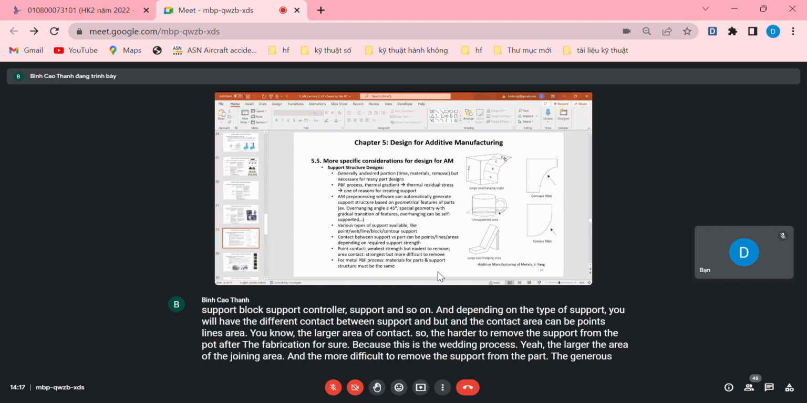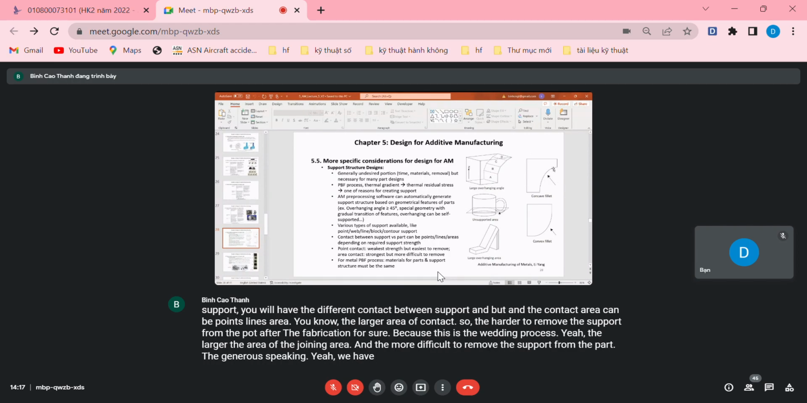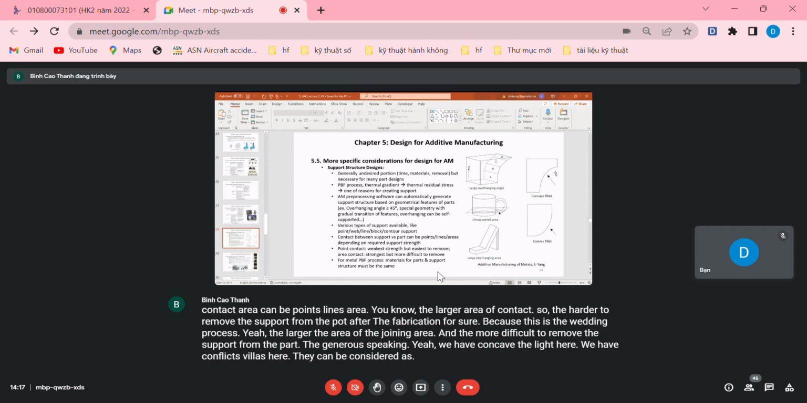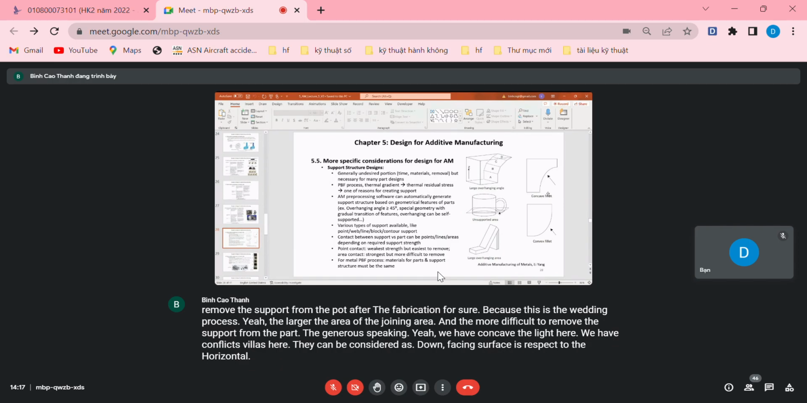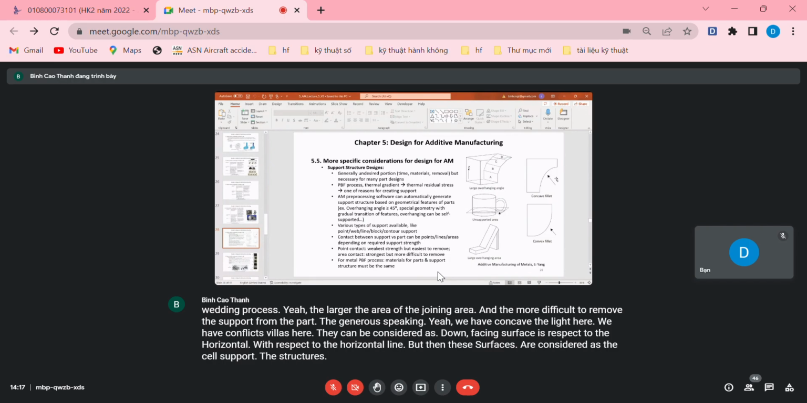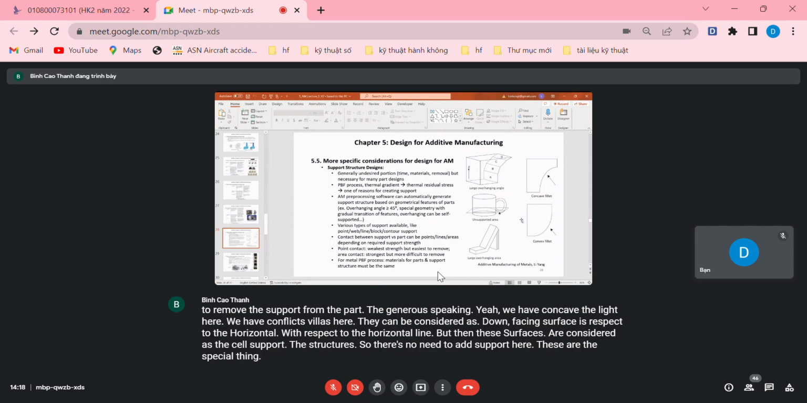But generally speaking, we have a concave fillet here and convex fillets here. They can be considered as down-facing surfaces with respect to the horizontal line. But these surfaces are considered self-supporting structures, so there is no need to add support here. This is a special thing.